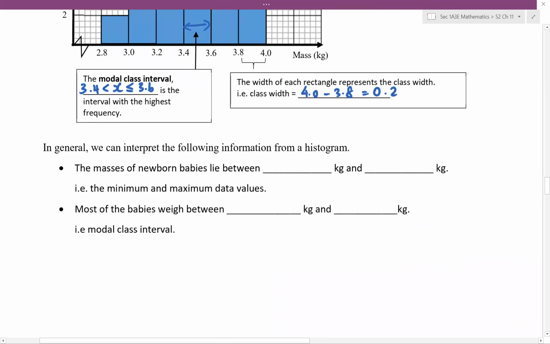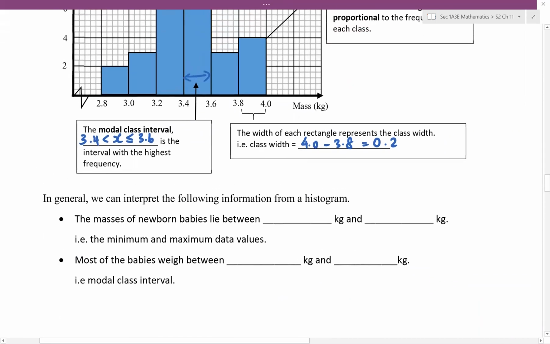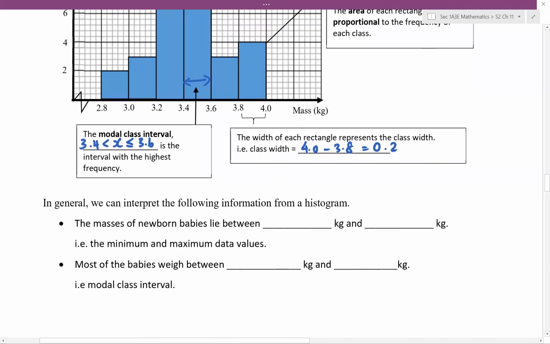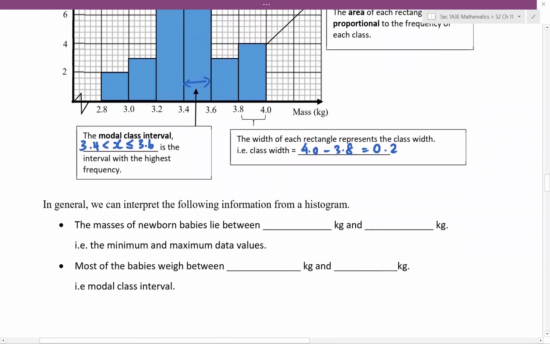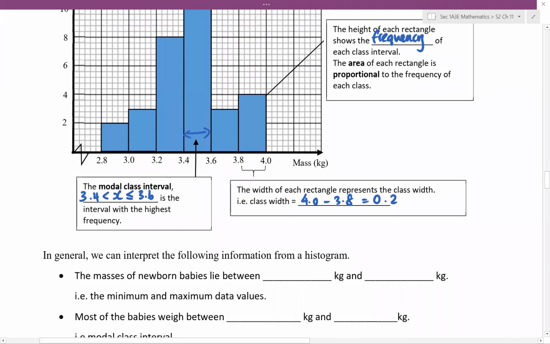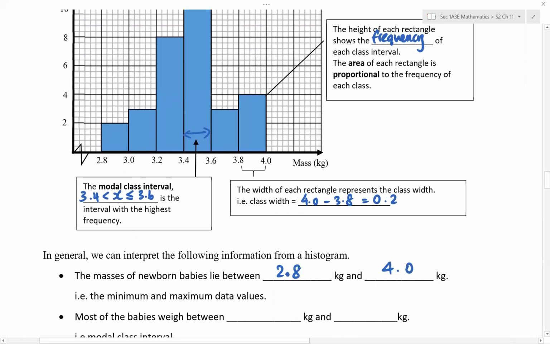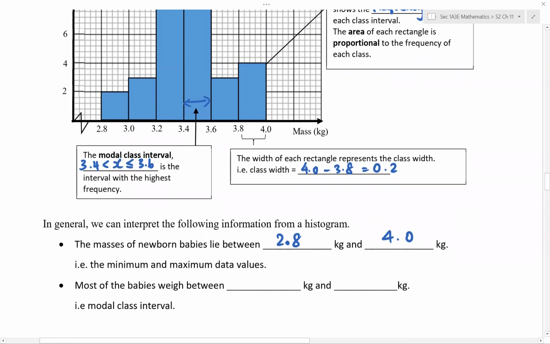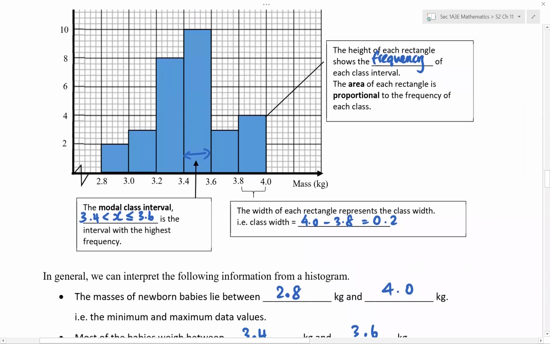So here, for the interpretation of this diagram above, we can conclude that the masses of newborn babies lie between 2.8, that is the lowest, and the highest, 4.0 kg. Most of the babies weigh between 3.4 and 3.6 kg. That refers to the modal class.